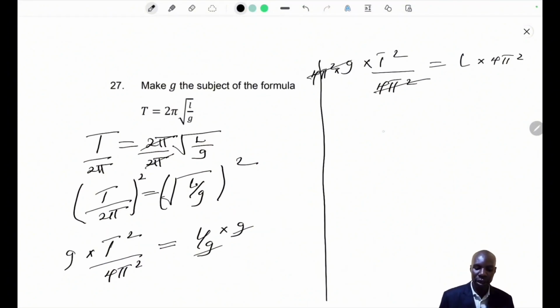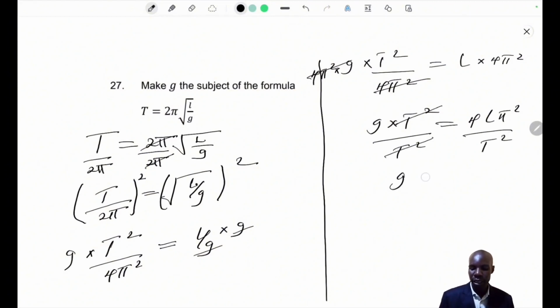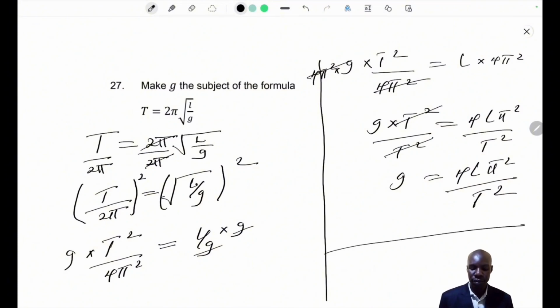This one cancels out, so we have G times T squared equals 4L pi squared. Divide both sides by T squared. So G is equal to 4L pi squared over T squared. That is the answer.